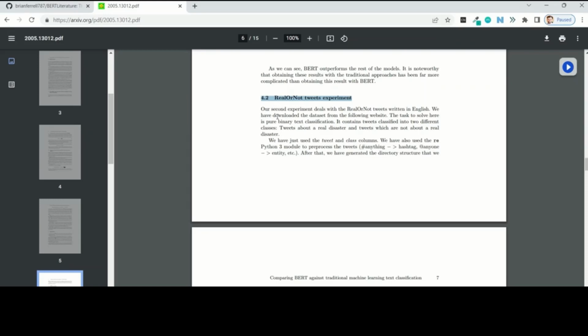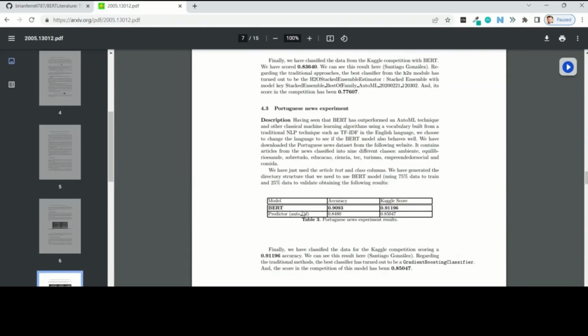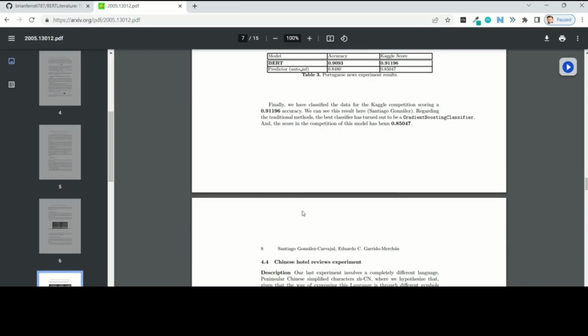But the third and the fourth experiment are a different language. So instead of using English, they use a Portuguese news data set. And there's 9 different classes. And then the fourth experiment, they use a Chinese hotel reviews data set, right? And so for these, they're comparing BERT to the AutoML model. They use different ways of splitting the data into training and testing sets. A lot of these data sets have varying amounts of data, so it was a good way to try out different ways of splitting the data.